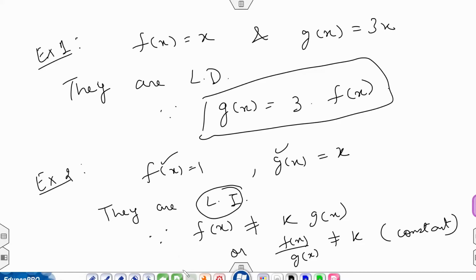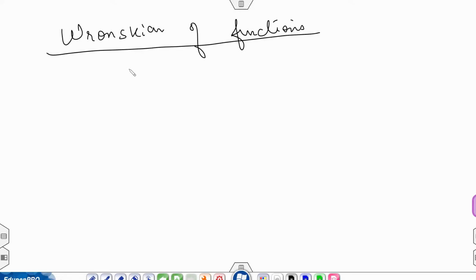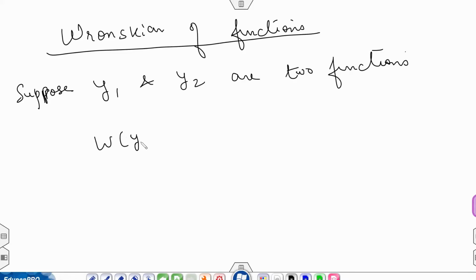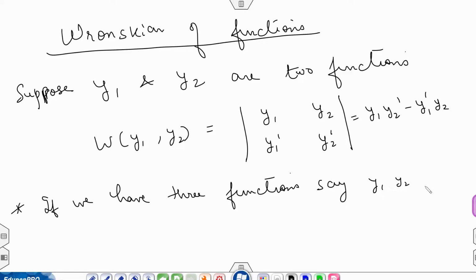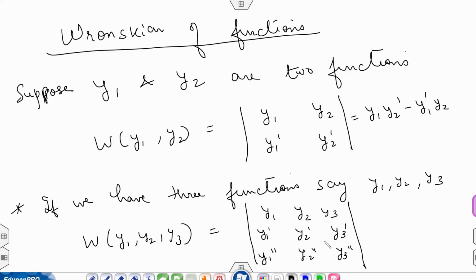Now we will describe the Wronskian of functions. What is the Wronskian? Suppose you have two functions y1 and y2. Then the Wronskian of y1 and y2 is equal to the determinant of this matrix. If you find the determinant, that is y1 y2' minus y1' y2, this is the Wronskian. Suppose you have three functions, say y1, y2 and y3. Then the Wronskian is given by the determinant of the corresponding matrix.